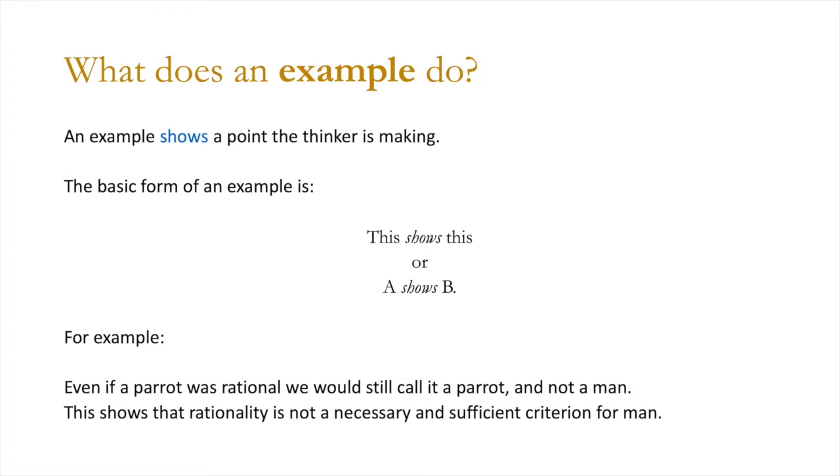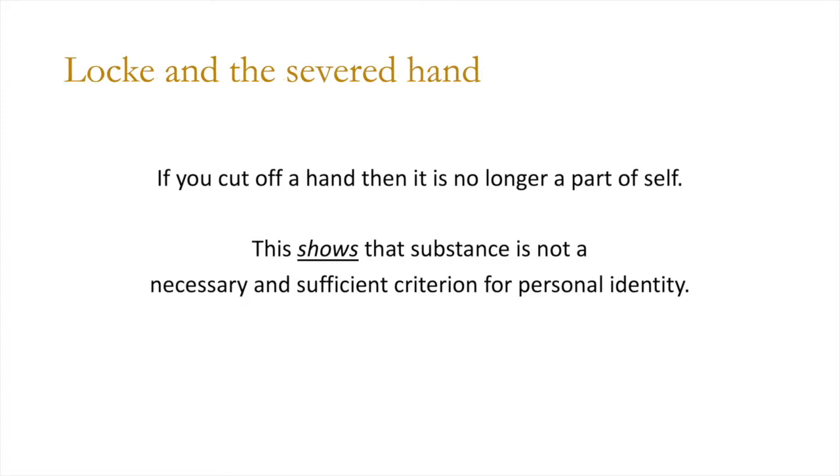For an example of an example. Even if a parrot was rational, we would still call it a parrot and not a man. This shows that rationality is not a necessary and sufficient criterion for man. Another example of an example would be the severed hand. If you cut off a hand, then it is no longer a part of self. This shows that substance is not a necessary and sufficient criterion for personal identity.